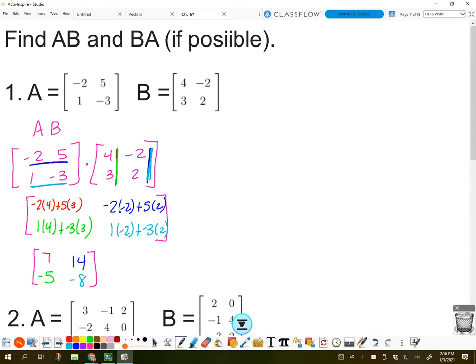We're done. Alright, so if you look at this step, you should notice that these match and these match. And then these numbers match, and these numbers match. So there's a pattern going on. Alright, so that was A times B. So what about if I do B times A?